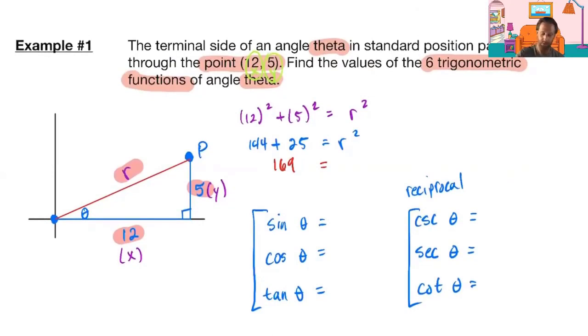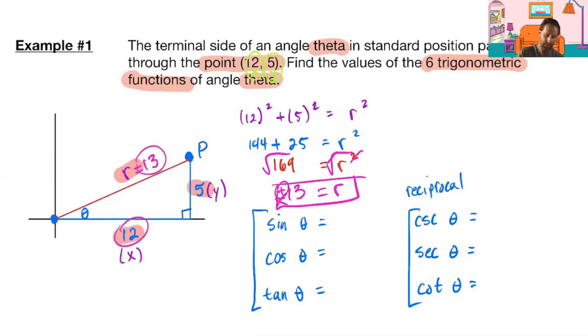Now, it's not that much more work. We were almost there. All I would have had to do last is take the square root of both sides to get that r by itself, which is then equal to positive or negative 13. But we're only going to take the positive case because this is a radius. So now I have everything I need. All I need to do is make sure that I start memorizing what sine, cosine, and tangent are equal to. And then I can do the reciprocal to find the other three.